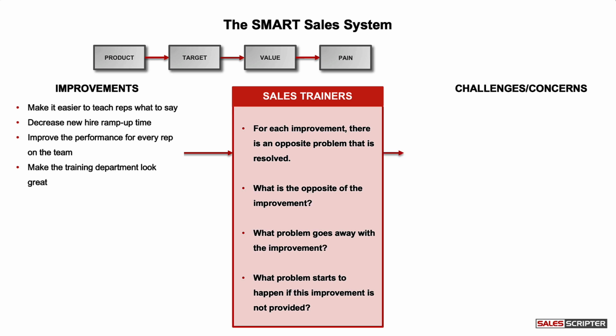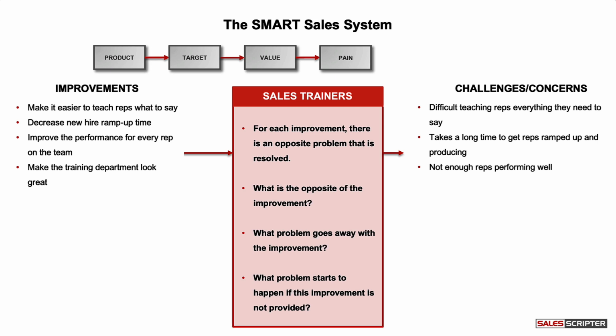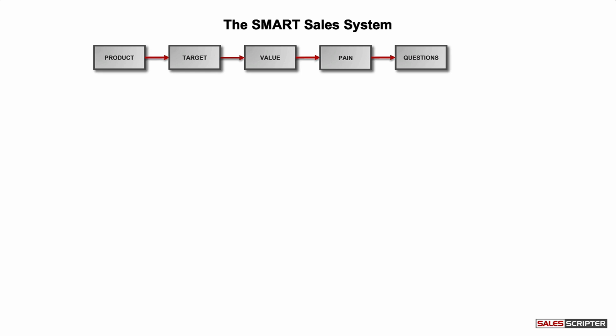So when we're thinking about sales trainers and looking at these improvements, we can identify that sales trainers often have difficulty teaching reps all the different things they need to say and ask, and that it can take a long time to get reps ramped up and producing. And that in most sales organizations, there's often not enough reps performing well. And in a lot of cases, the training department does not get enough credit for the hard work that they do.